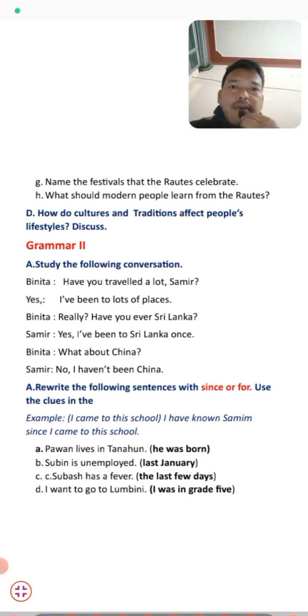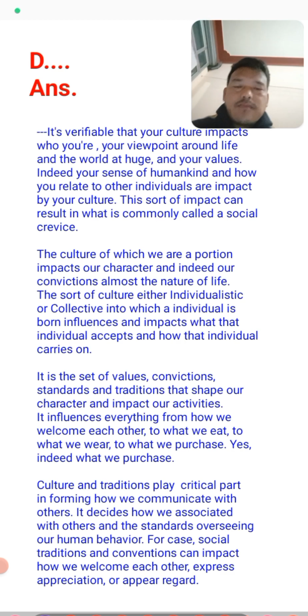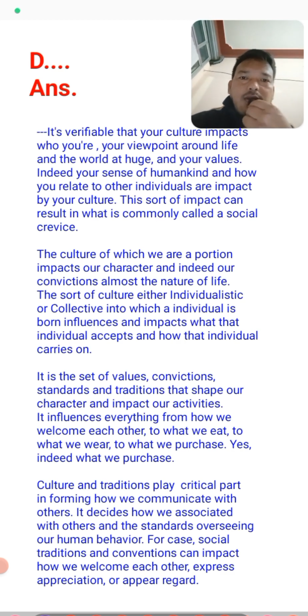Next one, students, we have D number. We have: how do cultures and traditions affect people's lifestyle? Discuss. Yes, students, how do culture and tradition affect people's lifestyle? You have to discuss this. I have written the answer to this question, have a look at the answer. Then we will discuss this. Here is the answer, students.